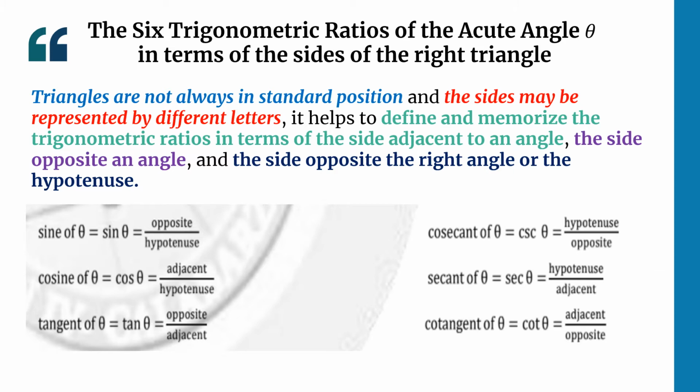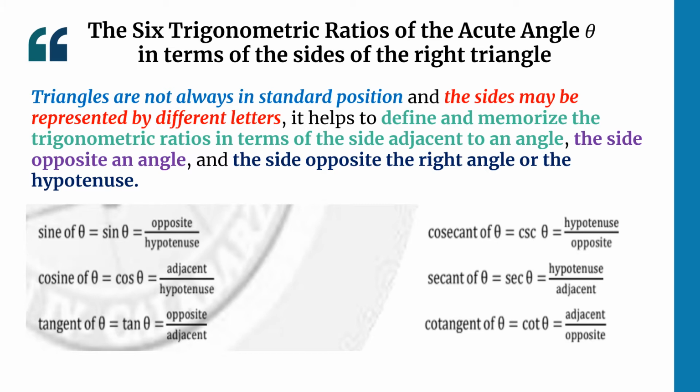Then pag ipinagpatuloy natin, cosine of theta means adjacent over the hypotenuse. Yun naman ang kanyang ratio. And the opposite function of cosine is secant. And secant ratio is equivalent to hypotenuse over the adjacent. And lastly, meron tayong tangent which is opposite over the adjacent side, and its reciprocal cotangent is adjacent over the opposite side.